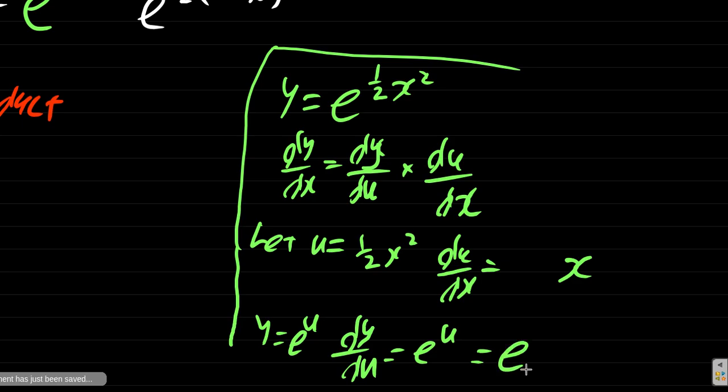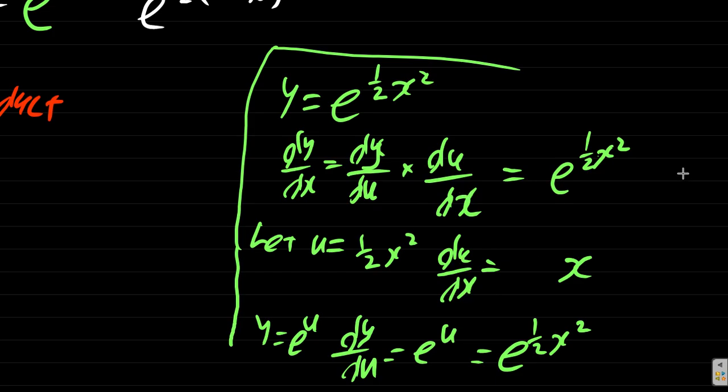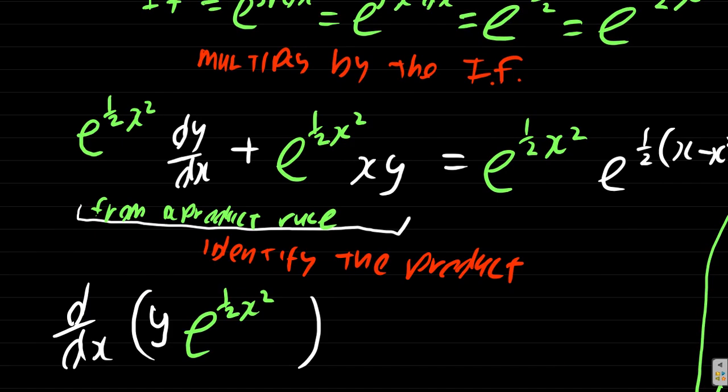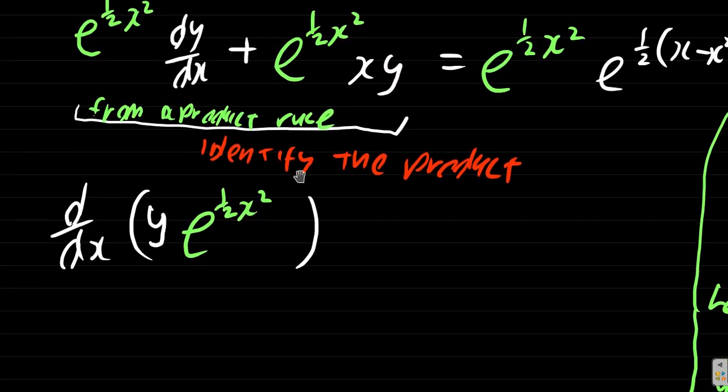But what was u again? u was half x squared, so it's e to the half x squared. Now, dy by dx is dy by du, which is e to the half x squared, times du by dx. du by dx is x. So it's e to the half x squared times x. So that's exactly what we have right here: e to the half x squared times x, and then the y. Alright? So you see that? Make sure you understand where that comes from.